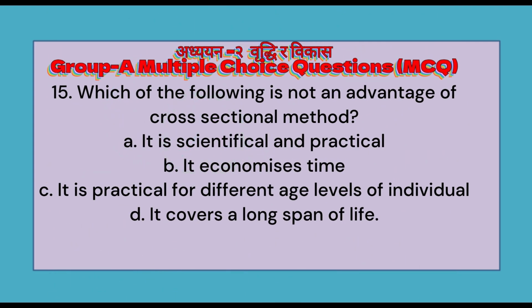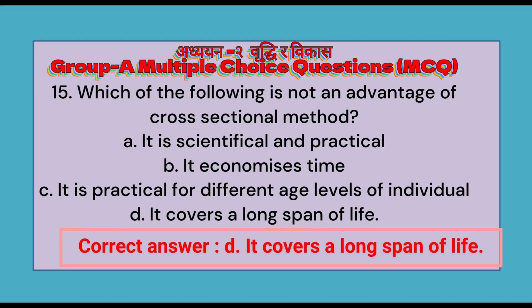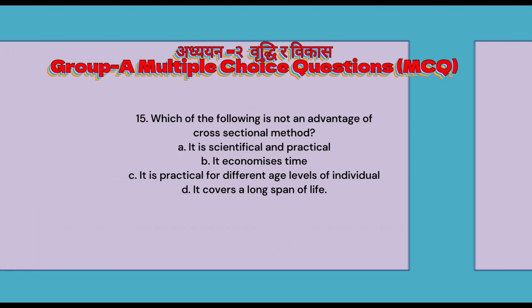15. Which of the following is not an advantage of the cross-sectional method? A. It is scientific and practical. B. It economizes time. C. It is practical for different age levels of individuals. D. It covers a long span of life. Correct answer: D. It covers a long span of life.